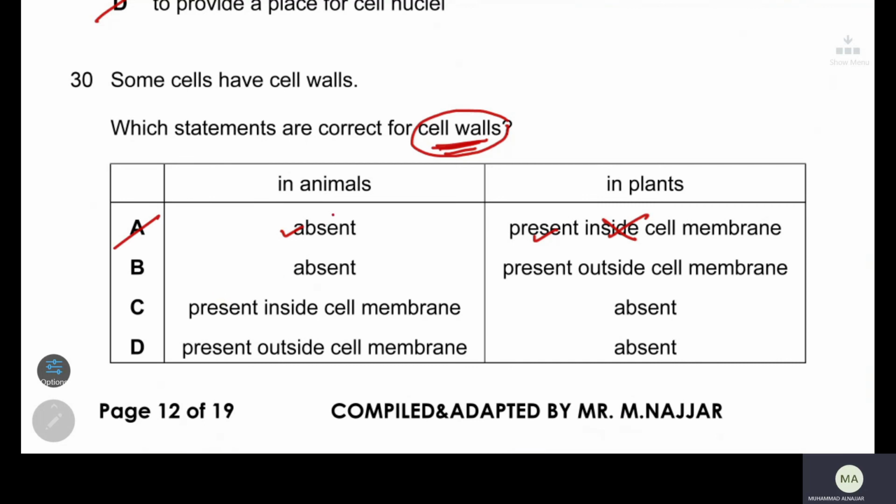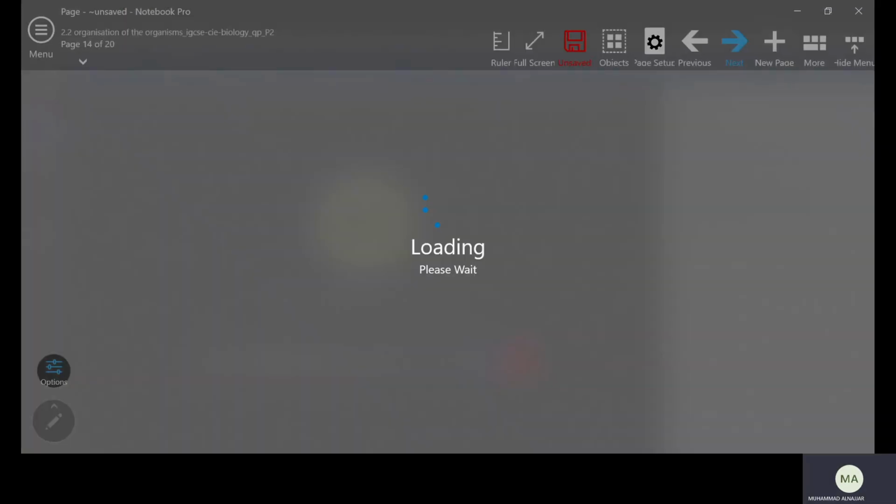So we will exclude A. B, they are absent in animals. Yes, sure. Present outside the cell membrane. Yeah, this is correct. So the correct answer is B. C and D, same present, which is incorrect. So both of them will be excluded from the first block. So let's continue.